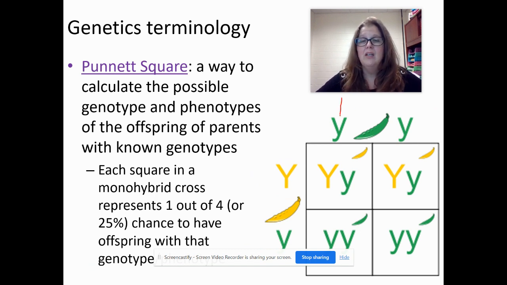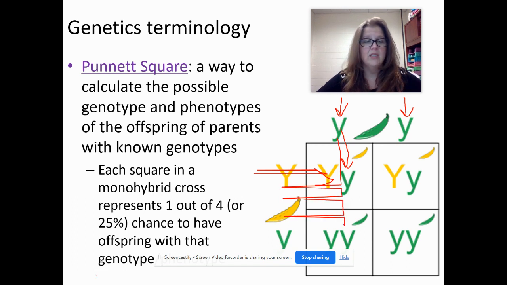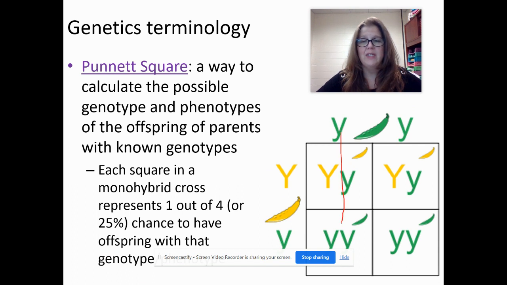Whereas this parent, because they are green, they have the recessive phenotype, they can only give a recessive allele. So they have two recessive alleles. They're homozygous recessive. And what happens is this one comes down and this one comes over. And this is one possibility for this offspring. Then we take this one all the way down. This one comes all the way down. And then this one comes over. And this is another possibility.